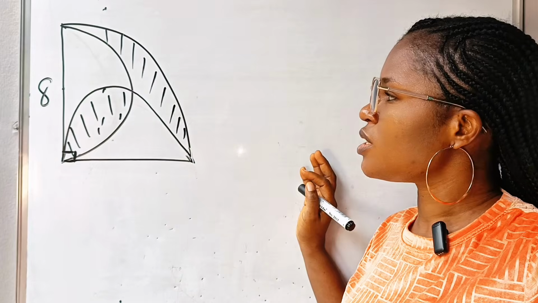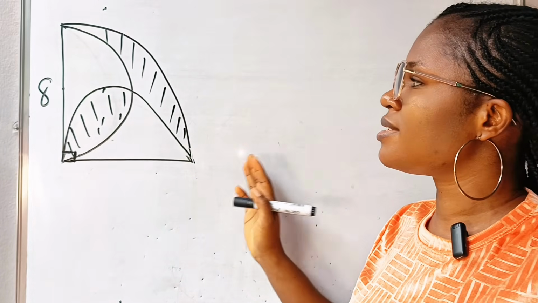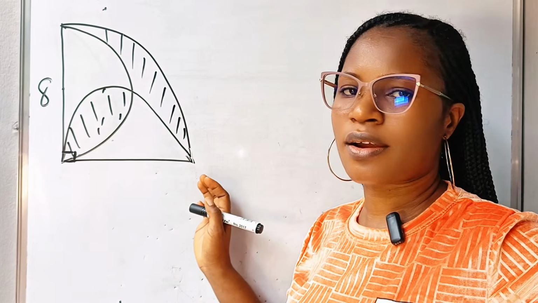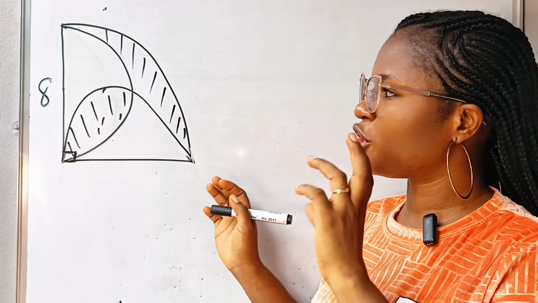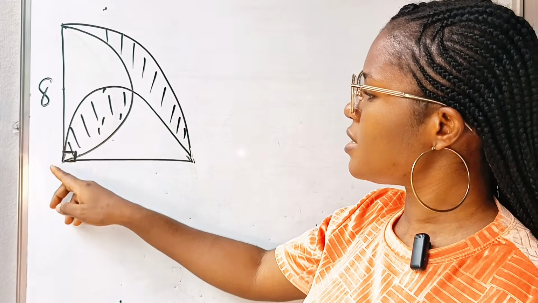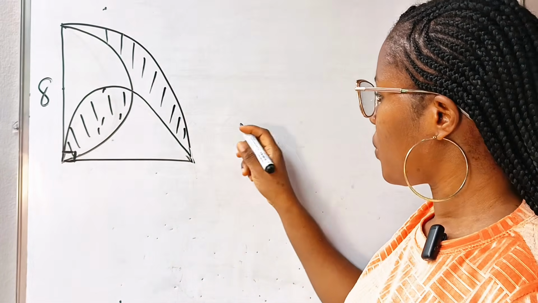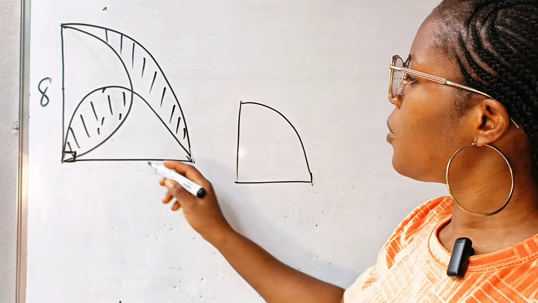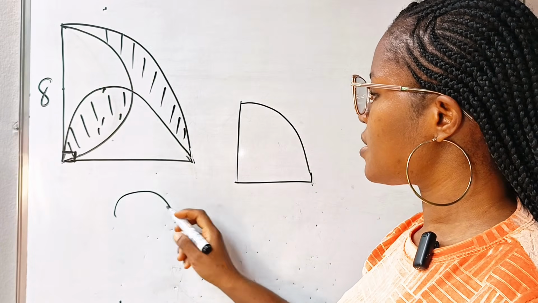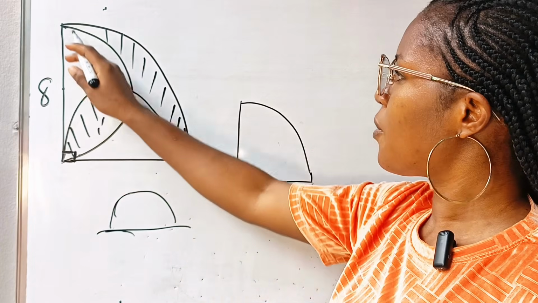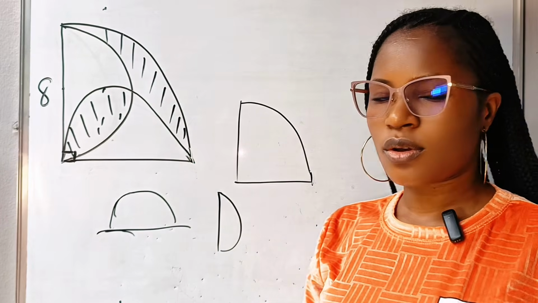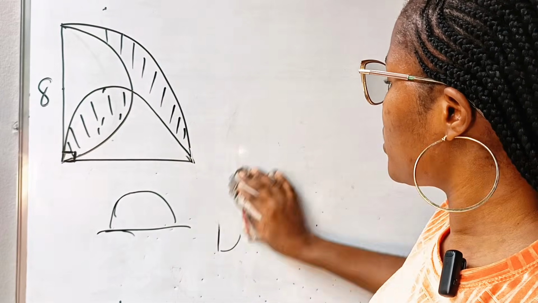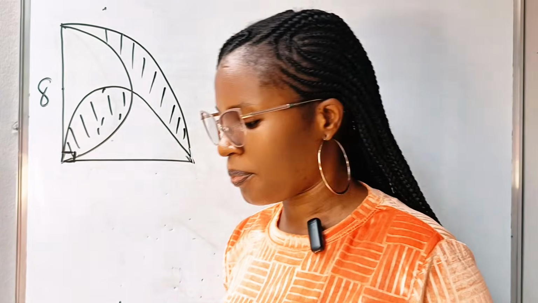The first thing we need to do is to analyze this diagram. Please, this is a rough sketch, okay? It's not drawn to scale. But if you look closely at this diagram, you notice that there are three shapes. The first is a quarter circle. Then we have two semicircles. So we have two semicircles and one quarter circle. That will go a long way to tell us how to go about this.